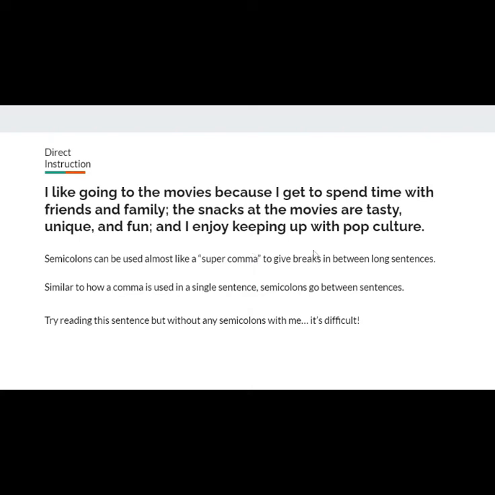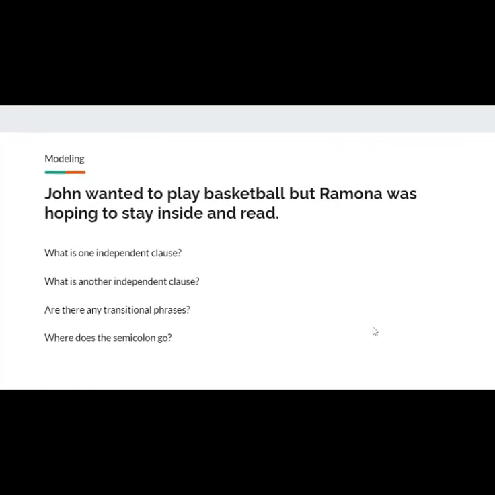The snacks at the movies are tasty, unique, and fun, and I enjoy keeping up with pop culture, as you can see. All right, so here I'm going to show you guys how to go through a sentence, and then afterwards you guys are going to do it, and then we're going to repeat that one more time.